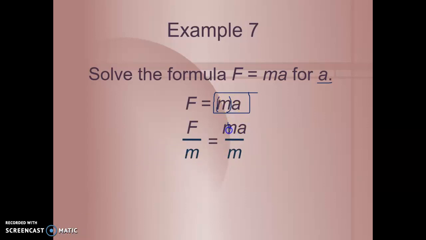And m divided by m, anything divided by itself is 1, so we now have 1a. And I can't do anything else with f divided by m. I can't simplify that anymore. So I get that a equals f over m. We can flip that around and write a equals f over m if we want the a on the left-hand side.